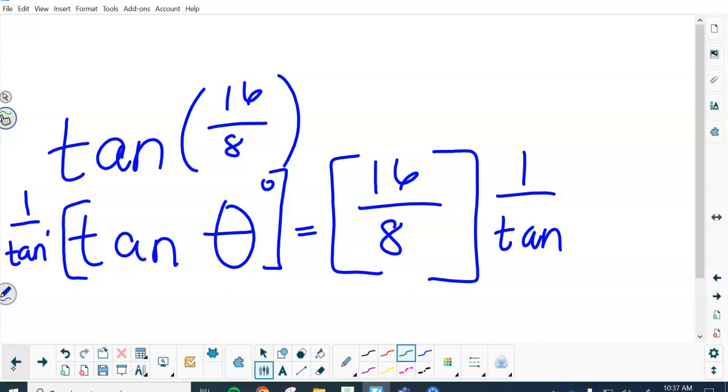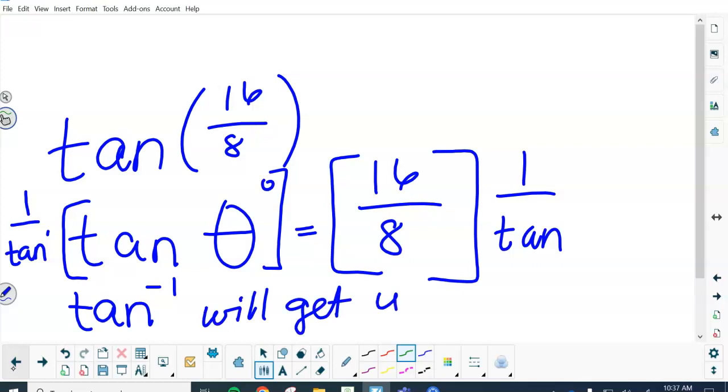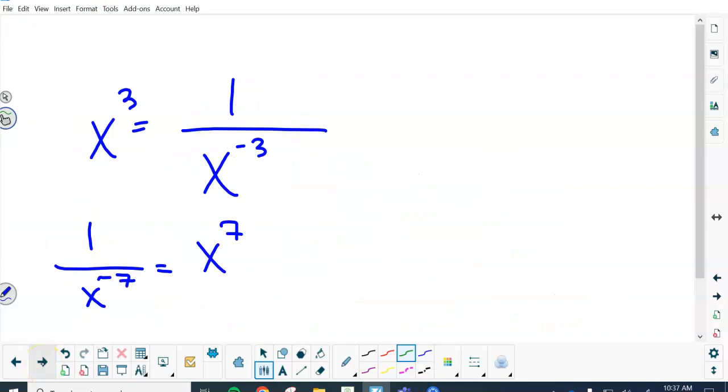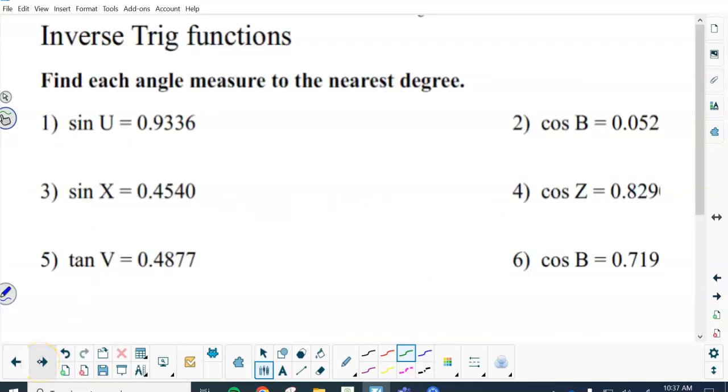This is tangent to the first power, so it is going to be tangent to the negative first power. Tangent to the negative first power will get you degrees. Anything to the negative first power is called an inverse. Let's look at this right here. Y'all, this is the handout. Y'all got this handout, right?